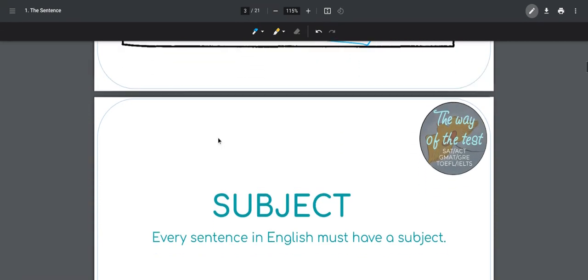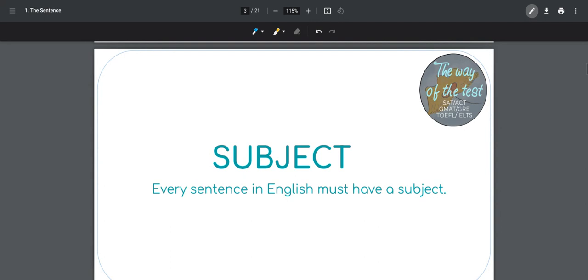Okay, so, what is the subject? I want you to copy this. Everything you see on the screen, copy. Pause, copy. A subject is something that every single sentence in English must have. If English is not your native language, maybe your native language has the possibility of lacking a subject in a full sentence. But this is an English language test, which means every single sentence must have a subject.